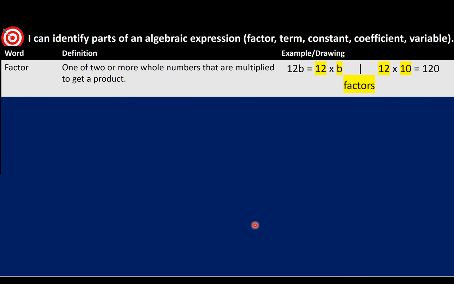So, factor. One of two or more whole numbers that are multiplied to get a product. So in this case, this is probably a more traditional way that we think about it. The factors, or two factors of 120 are 12 and 10. We know that because 12 times 10 equals 120. We also can use that once we get into algebra and using variables. We're going to get to variables, but variables are letters that represent numbers or values. So 12 times b, or 12b, is the same as 12 times b. So the factors of 12b are 12 and b.